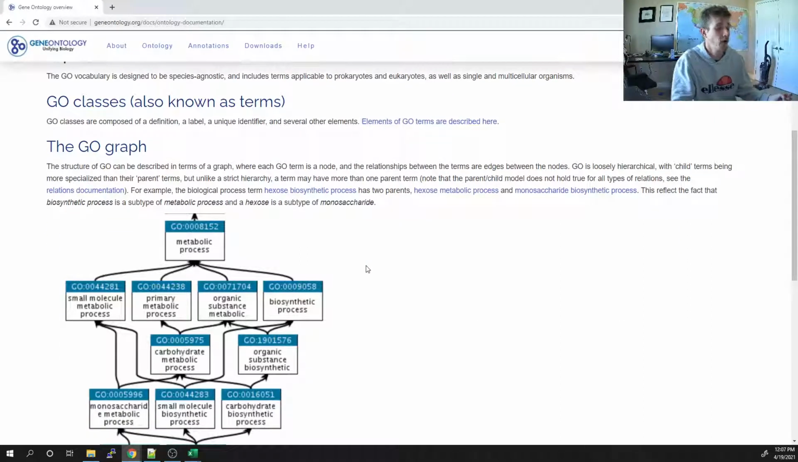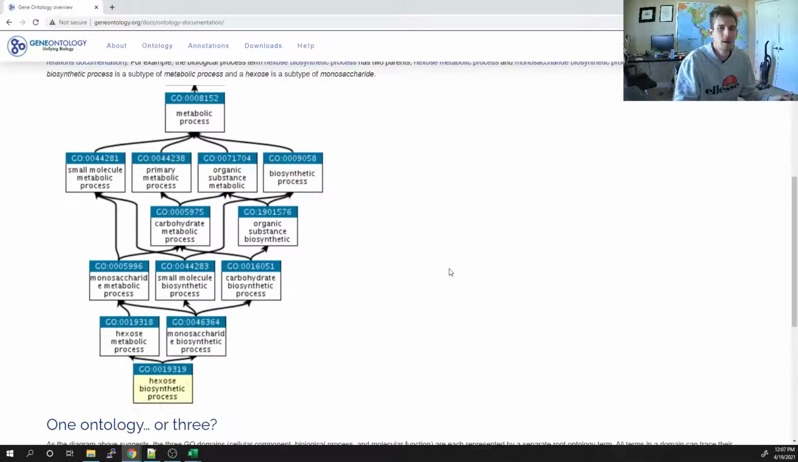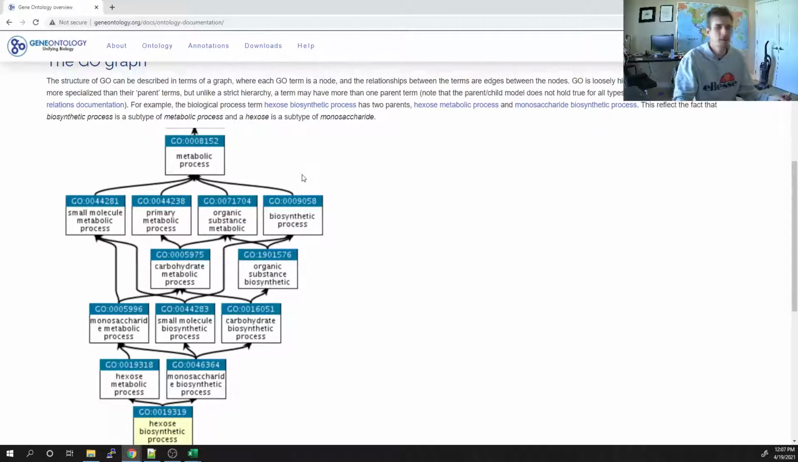And so a lot of GO terms are nested. Even if we look at this general example, there might be a GO term for metabolic process. But even within metabolic process, that's just a general overall term. Within that one idea of metabolic process, we may see a biosynthetic process, a small molecule metabolic process, maybe a lipid metabolic process, a carbohydrate metabolic process, etc. So these terms may get broken down.